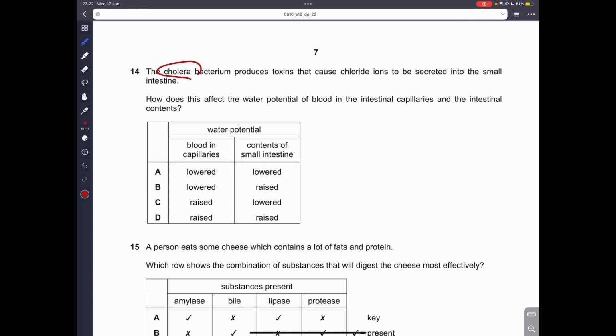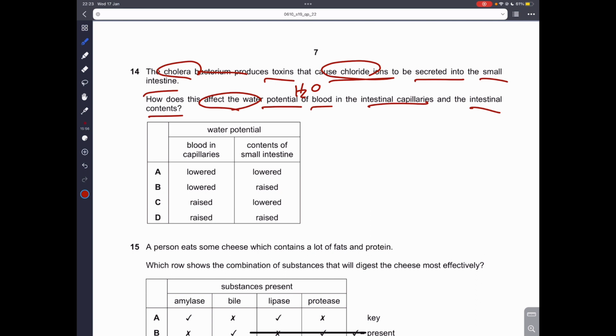Question 14. The cholera bacterium produces toxins that cause chloride ions to be secreted into the small intestine. How does this affect the water potential of the blood in the intestinal capillaries and in the intestinal content? Now, the water potential of the blood in the capillaries is going to be raised. However, the content of the small intestine is going to be lowered.